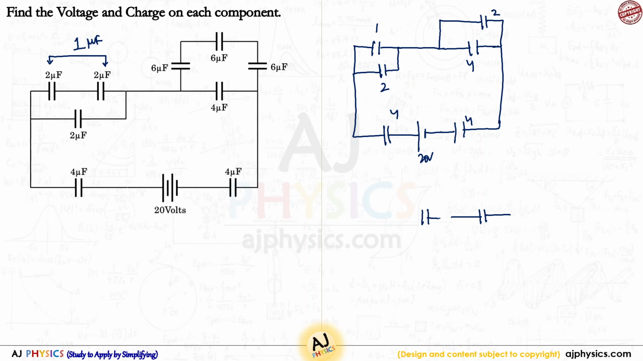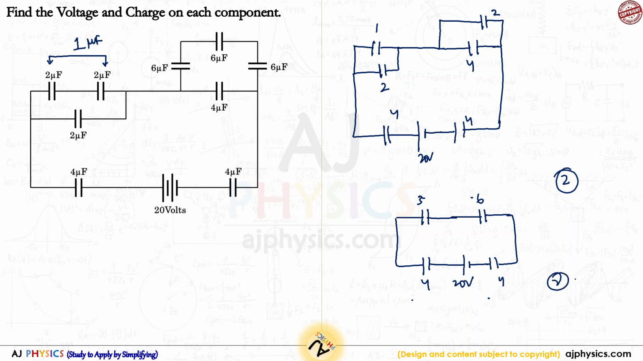Then you have 2 plus 1 here is 3, and then you have 4 here, and there is one 4 over here also. Now see, this is 4, this is 4, 20 volts. So let's find the equivalent here. The equivalent will be 3 and 6 will give you an answer of 2. 4 and 4 will also give you an answer of 2. 2 and 2 are in series. So C equivalent has to be 1 microfarad.